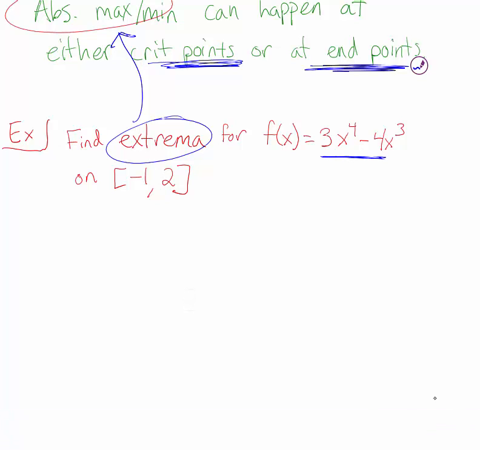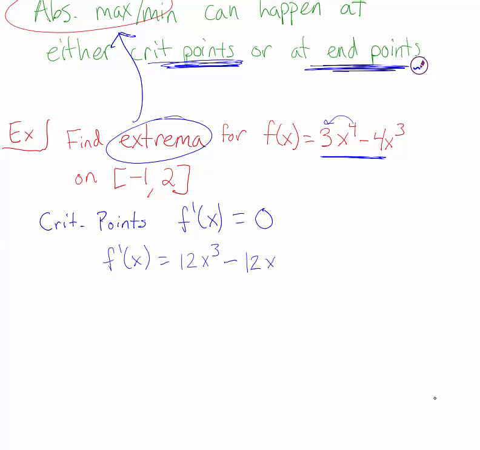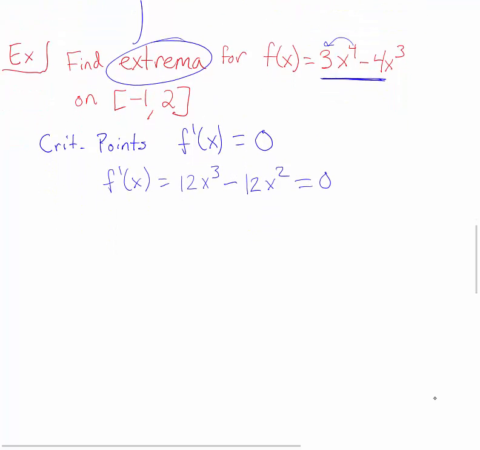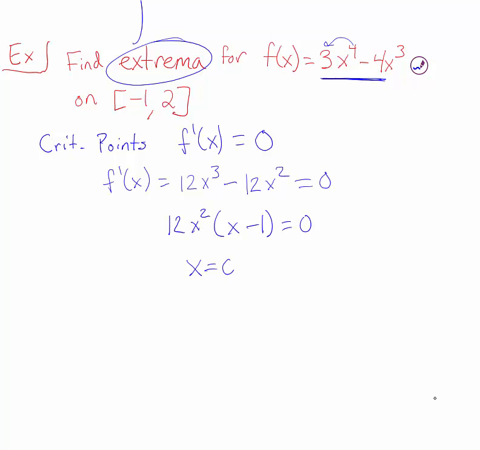So we're just going to say for our critical points, to find those, we say f prime of x equals 0. We're setting that equal to 0. So f prime of x, we take the derivative, is 12x cubed minus 12x squared, and we're going to set that equal to 0. Then I'll factor out a 12x squared, and we'll get x minus 1 equals 0, and we'll be left with x equals 0 and x equals 1. So these again are my critical points, or the critical numbers.